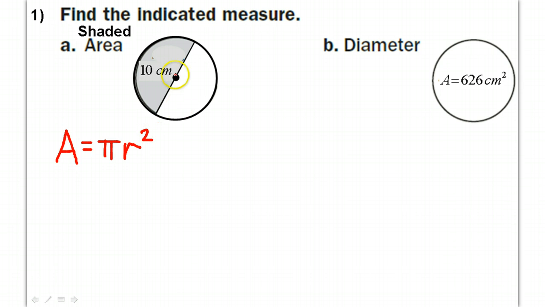All we need is the radius in order to find the area. So what's going to be the radius? Can everybody see the radius is going to be 5 since the diameter here is 10. It's half of that diameter. So we're simply going to put 5 into the formula. That's going to be pi times 5 squared, which is 25 pi.